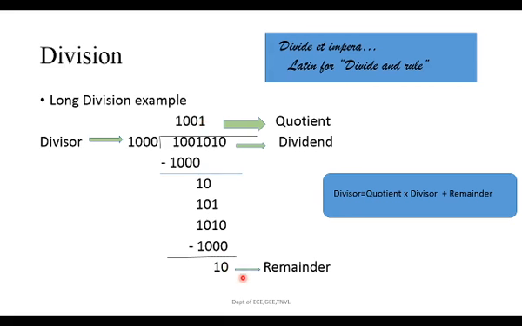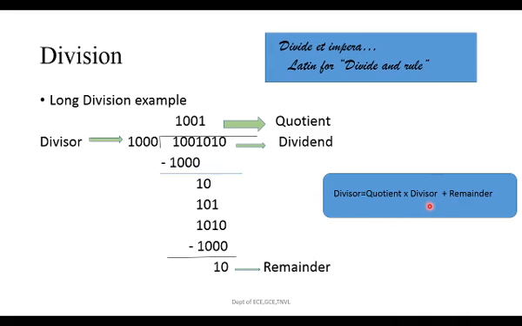So this is our simple long division algorithm which we could have studied in our old school days, and this is the simple rule which we need to follow when we perform this division algorithm. That is, dividend is equal to quotient into divisor plus remainder. So this is a very simple rule.